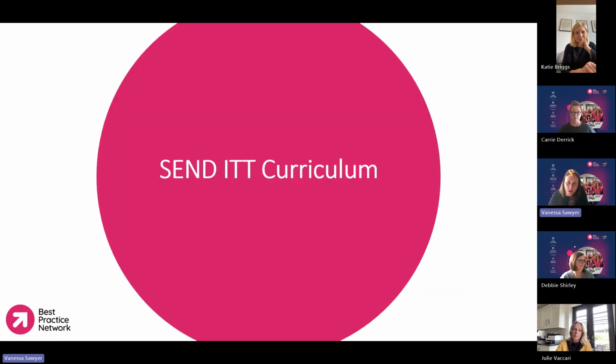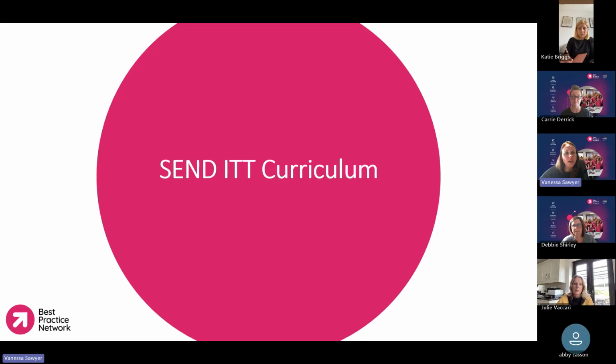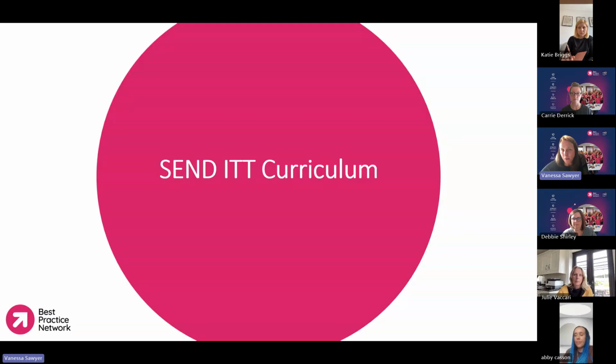So just going to run through the ITT curriculum. We've got some snapshots here on what this looks like. Our SEND ITT curriculum, like our primary and our secondary curriculums, are built on the ITT ECF, which is the initial teacher training and early career framework. That's the backbone of all our ITT curriculums. But then what we do is we flesh that out and we bring it alive for each programme.